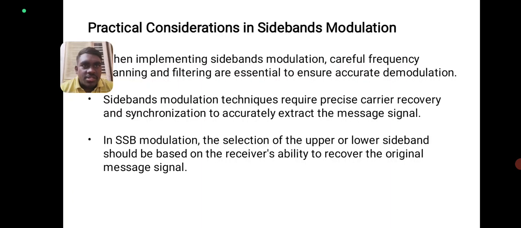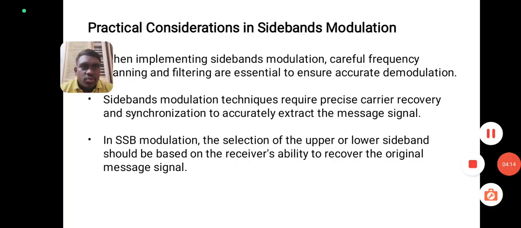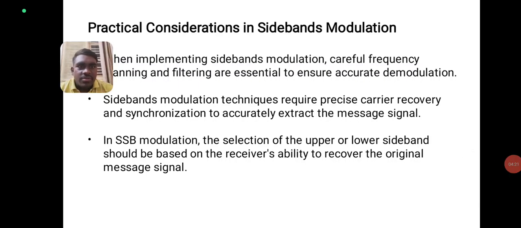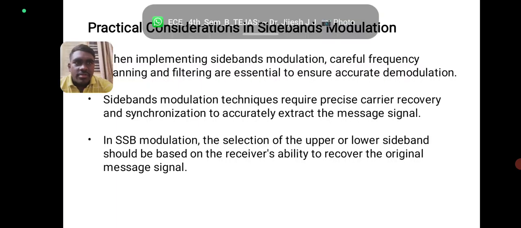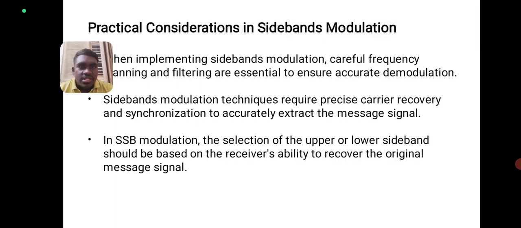Practical considerations in sideband modulation. When implementing sideband modulation, careful frequency planning and filtering are essential to ensure accurate demodulation. Sideband modulation techniques require precise carrier recovery and synchronization to accurately extract the message signal. In SSB modulation, the selection of the upper or lower sideband should be based on the receiver's ability to recover the original message signal.